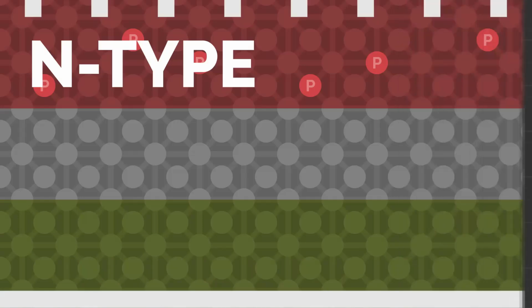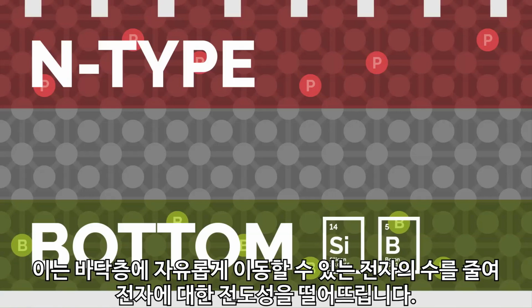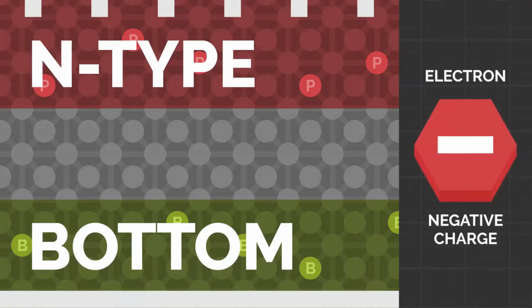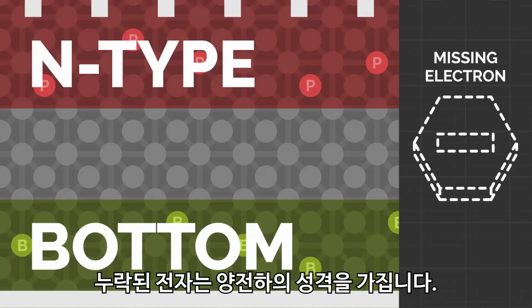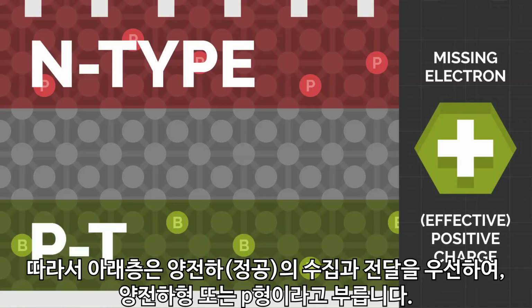of electrons. The thin bottom layer contains both silicon and an element such as boron that has fewer electrons than silicon. This gives the bottom layer fewer electrons that are free to move, therefore making the material less conductive for electrons. A missing electron can be described as an effective positive charge. Therefore, the bottom layer is called positive type or P-type, as it preferentially favors the collection and transport of these positive charges, also dubbed holes.